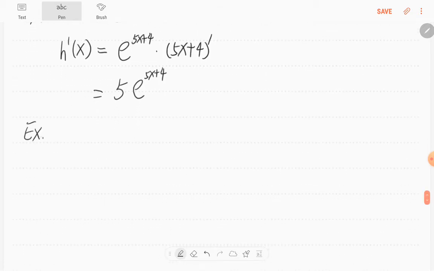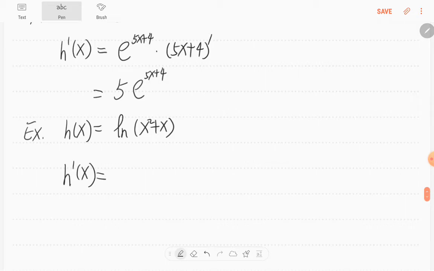Another one. If we have h of x equals the natural log of x squared plus x, what is the outside function? The outside function would be the natural log, right? Do you remember the derivative of the natural log is 1 over something?